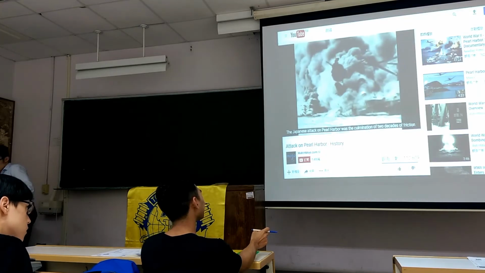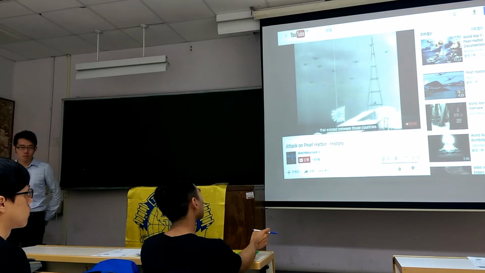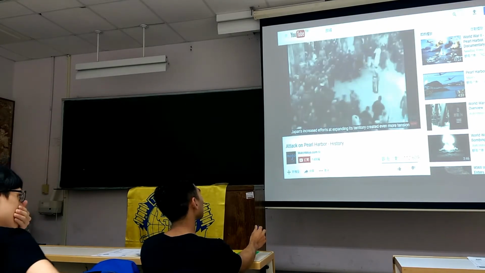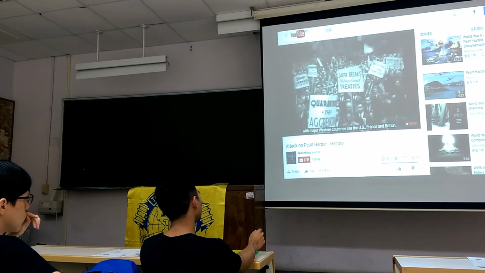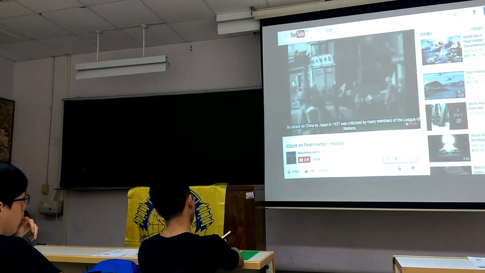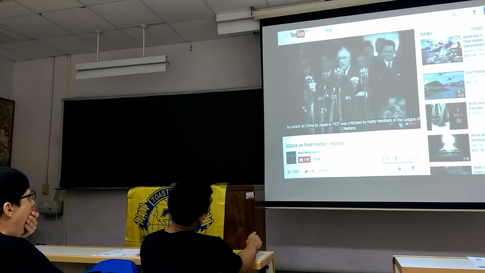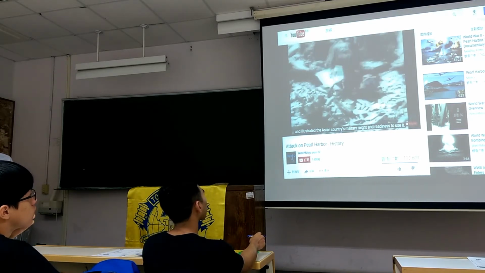The Japanese attack on Pearl Harbor was the culmination of 2 decades of friction between those countries. Japan's increased efforts at expanding its territory created even more tension with major Western countries like the US, France, and Britain. An attack on China by Japan in 1937 was criticized by many members of the League of Nations and illustrated the Asian country's military might and readiness to use it.